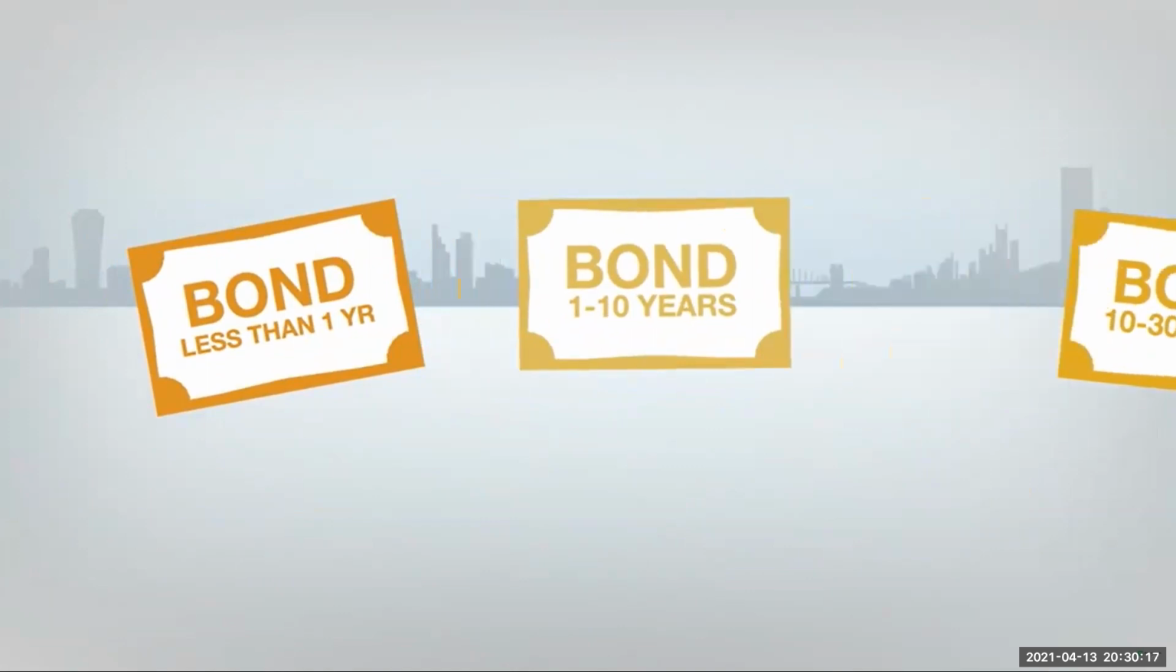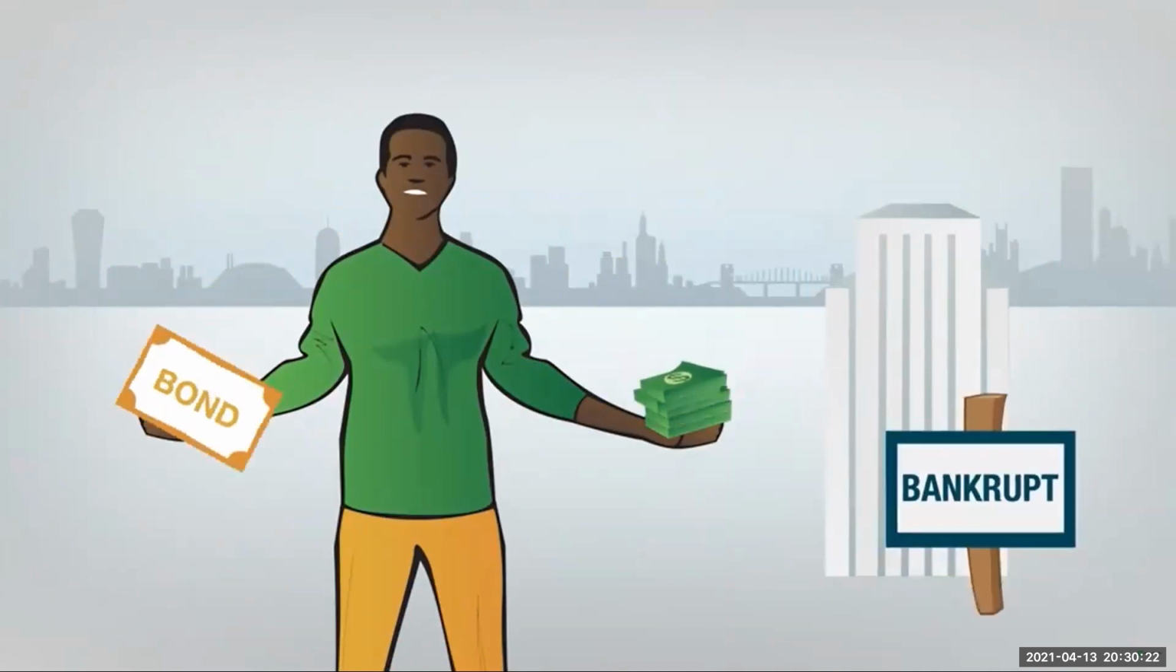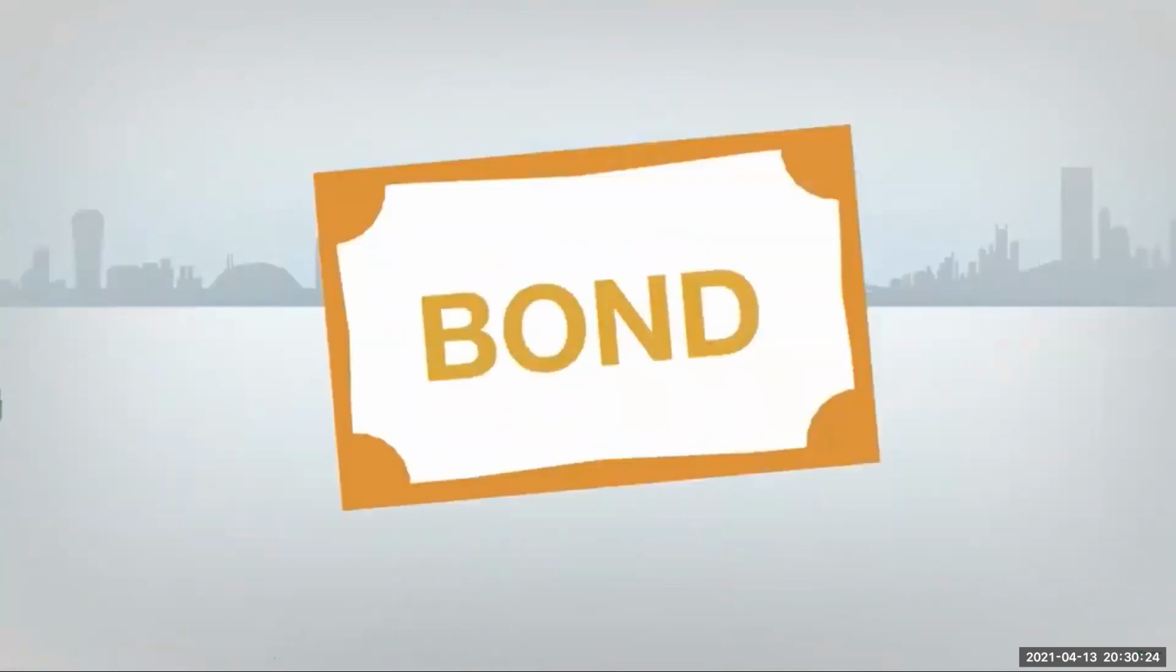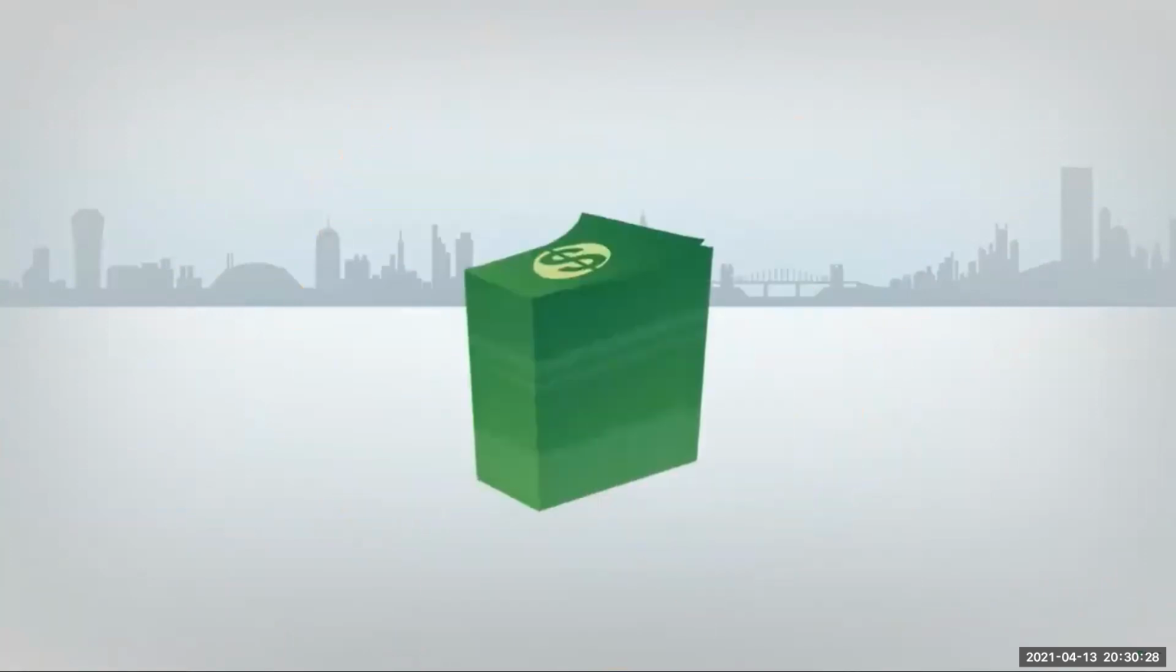However, income is subject to the credit risk of the issuer of the bond. If an issuer defaults, no future income payments will be made. At maturity, the investor has his initial investment or principal returned to him.